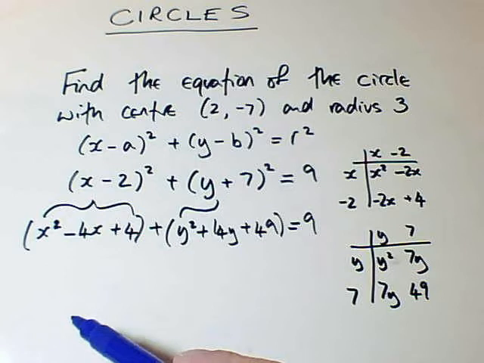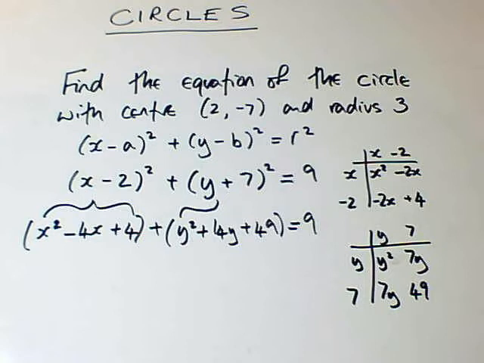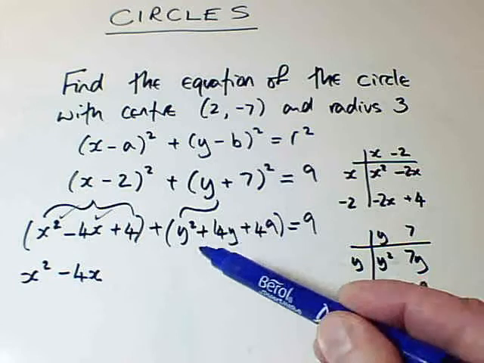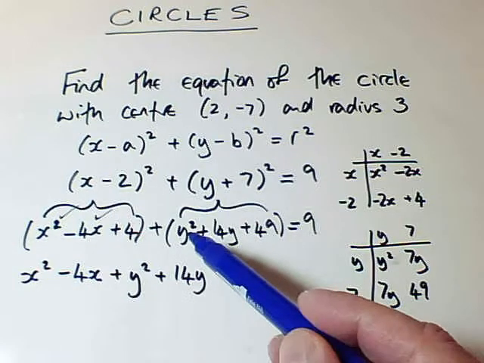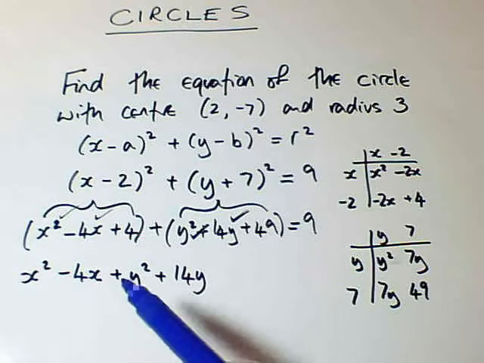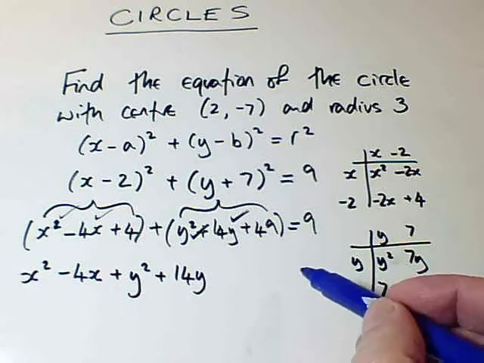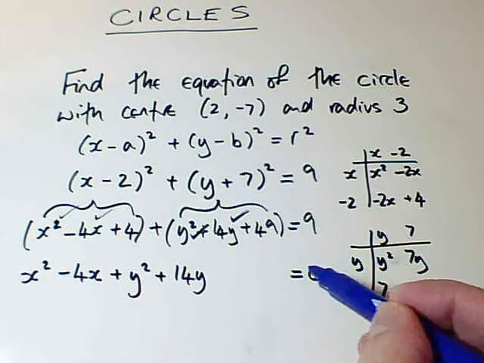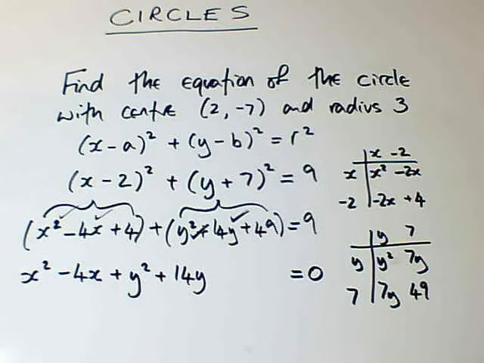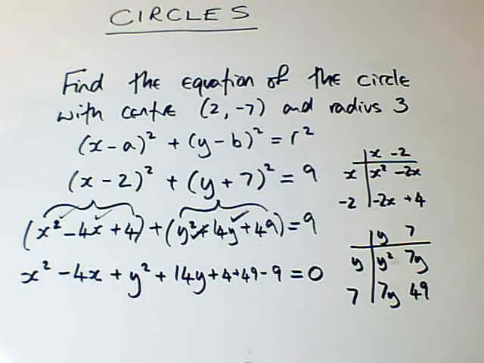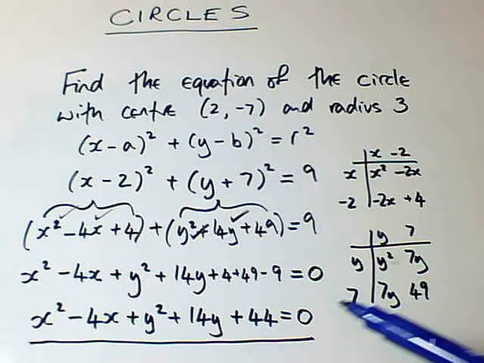And now all I've got to do is put the terms in a logical order. So I'll start with my x squared and x terms. So I've dealt with that one and that one, here they are. And then I move on to the y squared and y terms. So I've dealt with that one and that one, and now what I haven't dealt with is this plus 4, this plus 49, and the 9 on the other side. I'm going to subtract that from both sides to get 0. So in terms of constants I've got the 4 and the 49 being added and the 9 being taken away. So all I need to do is tidy up this constant term, and I have this version of the equation of the circle.